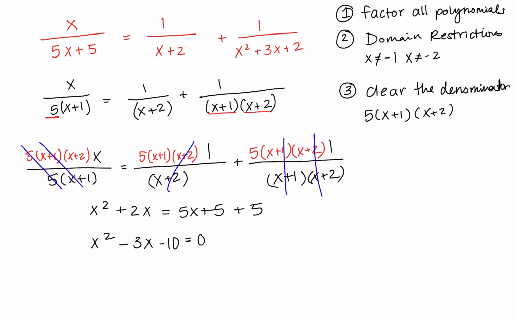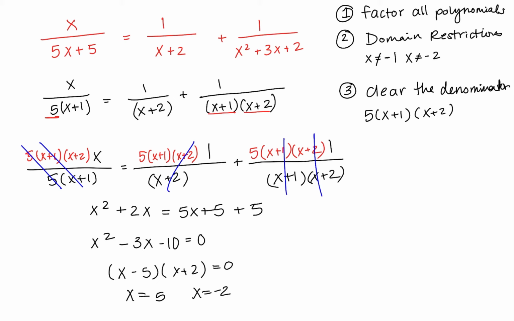Can we factor this? Do we need to use the quadratic formula? I think we can just factor it. x minus 5 times x plus 2 equals 0. And I get that x could equal 5 or x could equal -2.